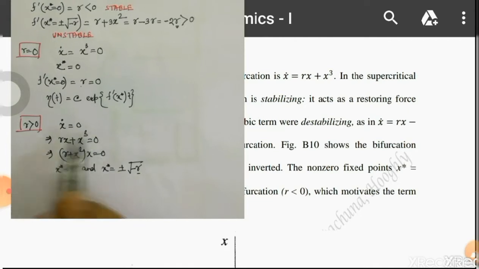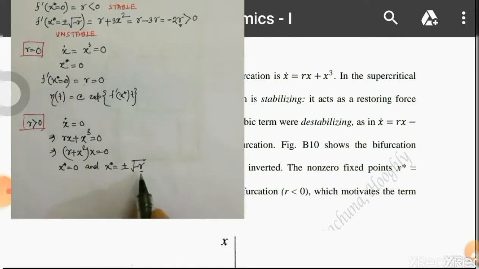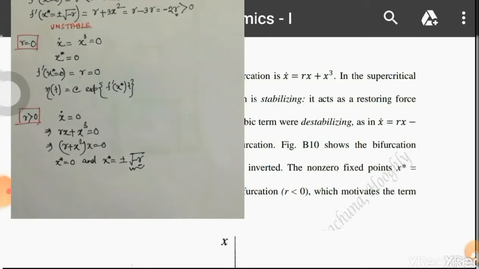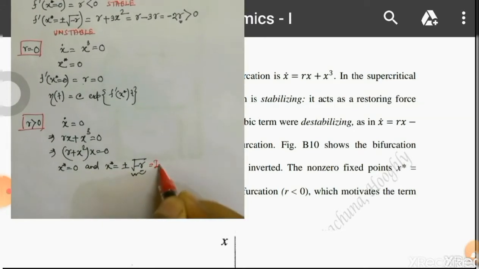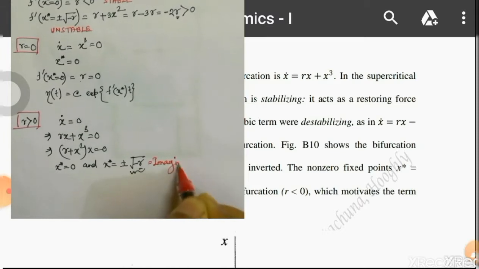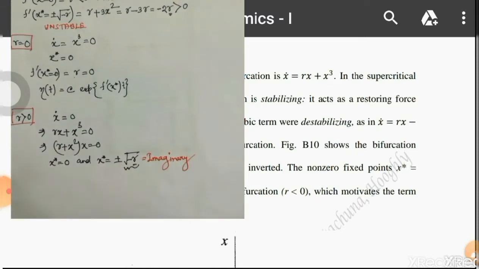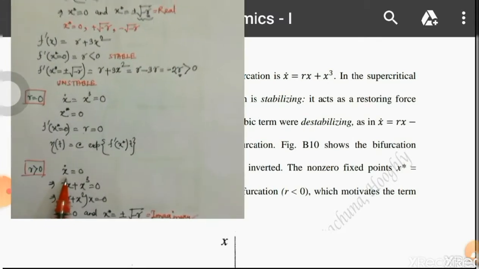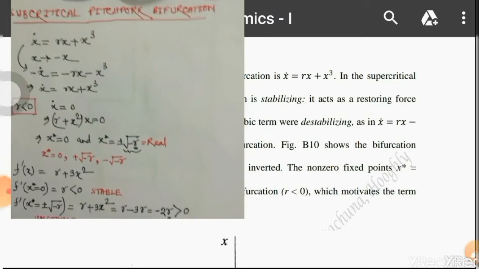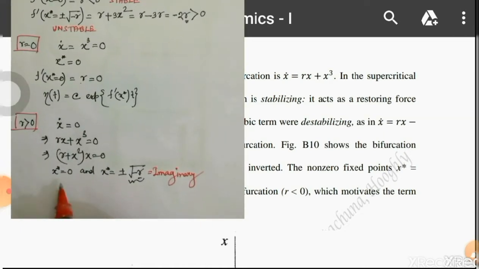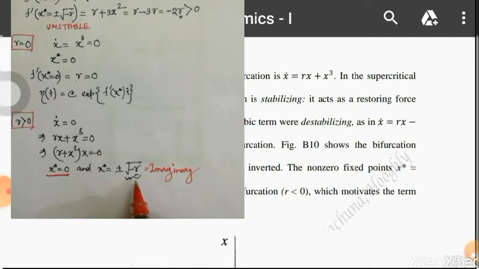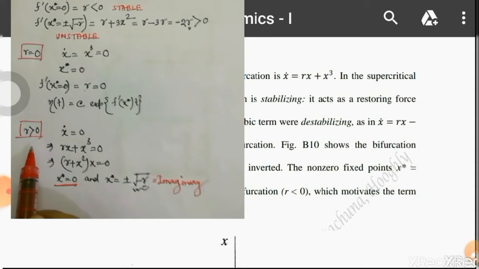Now, r is greater than 0. Therefore, this becomes an imaginary number now. Therefore, for r greater than 0, in case of subcritical pitchfork bifurcation, we have only one fixed point, which is at x star equal to 0, because this becomes imaginary as r is greater than 0.